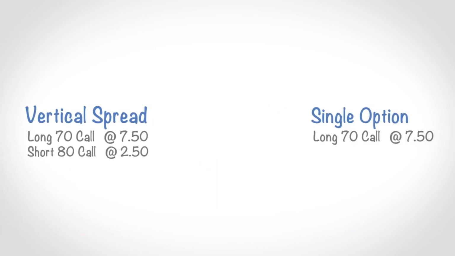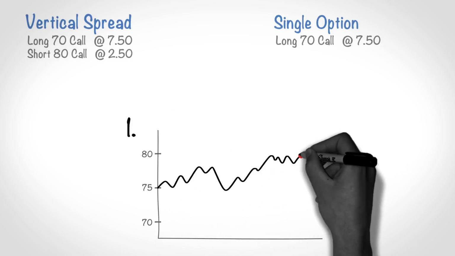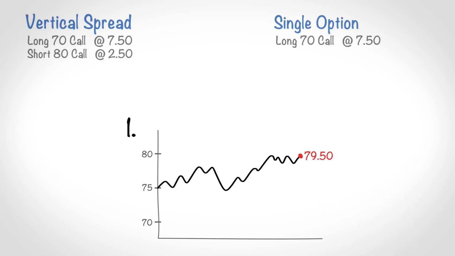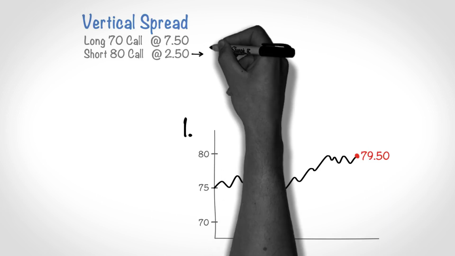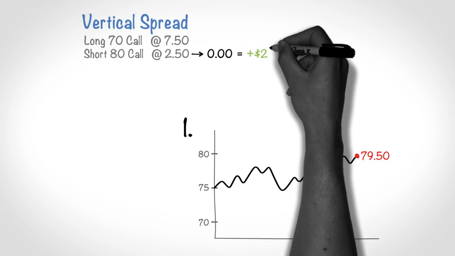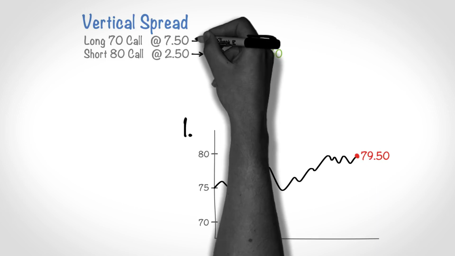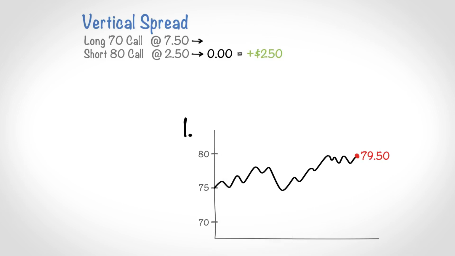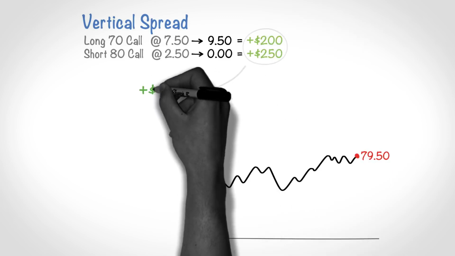Let's compare the two strategies in 3 different scenarios. Scenario number 1. XYZ stock price has moved up, and at the expiration date, it's at $79.50 per share. First, let's look at the 70-80 vertical spread. The short 80 call that you sold for $250 would now be worthless because it's out of the money. So you made $250 on the short 80 call, and the long 70 call you bought for $750 is now $9.50 in the money, so it's worth $9.50. So you made $200 on the long 70 call, so your net profit is $450.